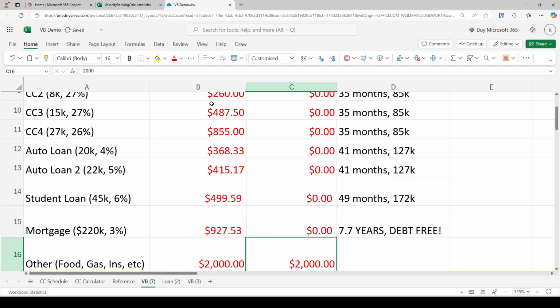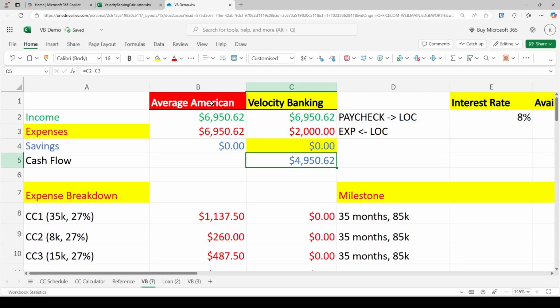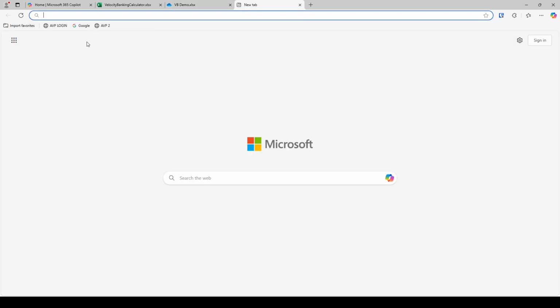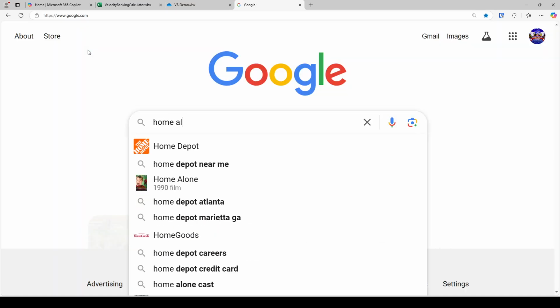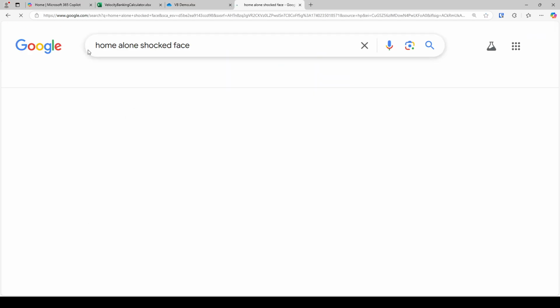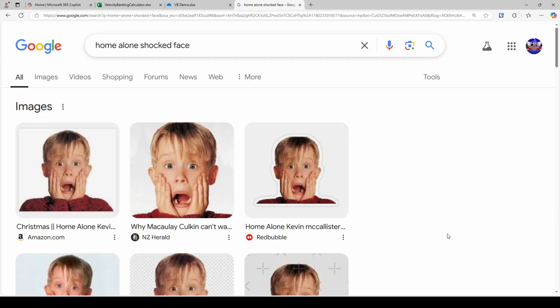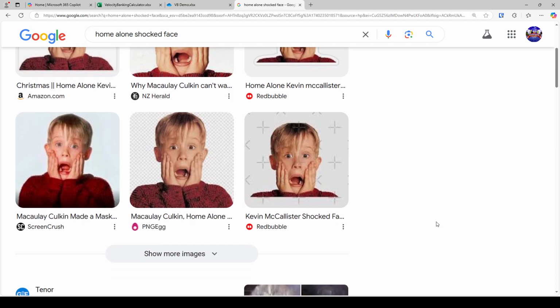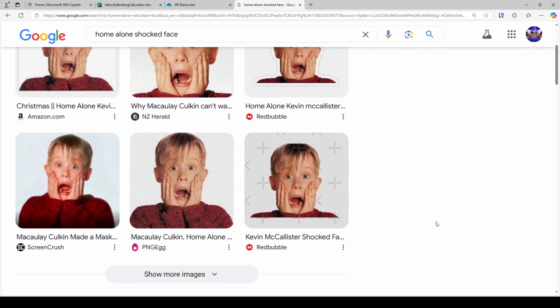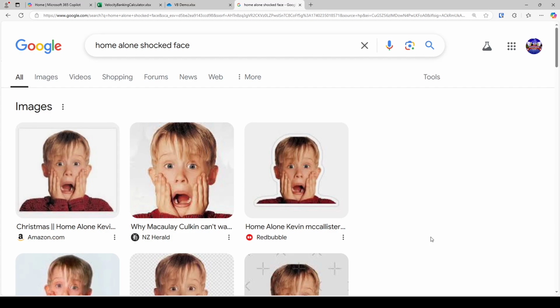And now this is zero. And look at all that money coming in. No debts here. And now we've got about $5,000 a month saved. It's like we're forced to save because all of our debts have been paid off. And it's just like easy street, rich people problems from there. In fact, it's so shocking, it's like the Home Alone shocked face. Don't you feel that? Oh man, I feel it. Well, not really, because I've been doing this so long, but you probably feel it.